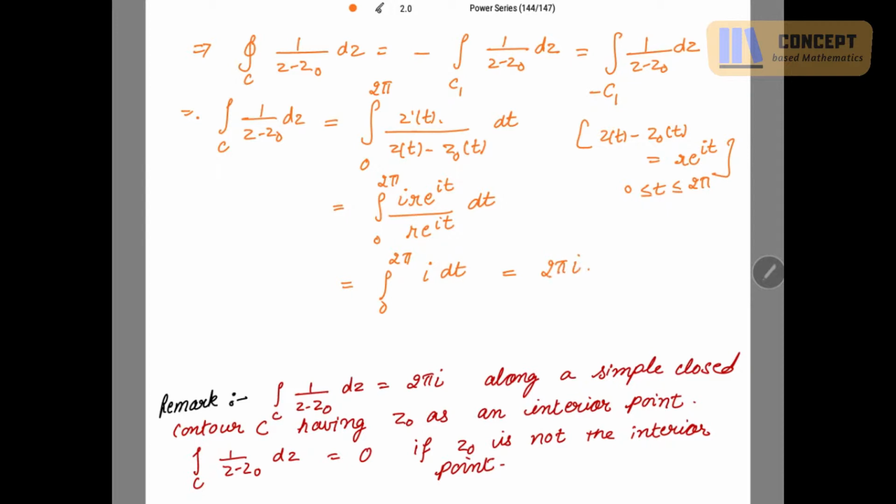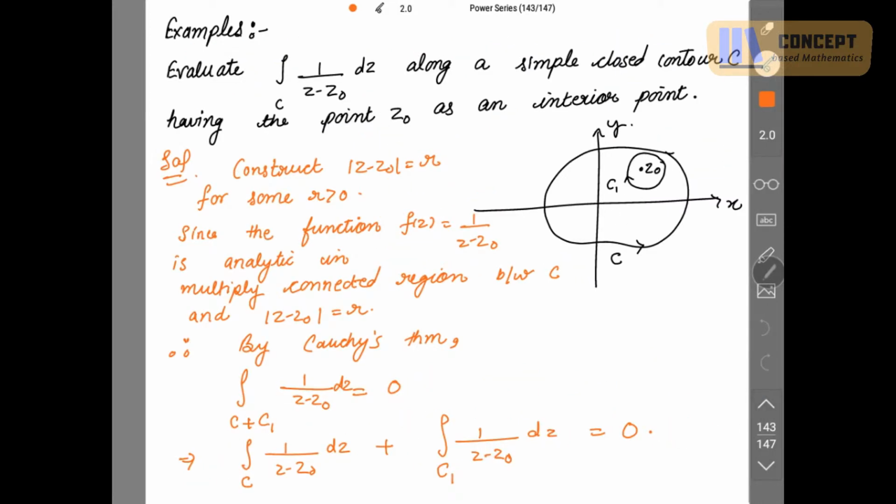Now whenever the point is inside the closed contour, the integral over the contour is 2 pi iota. Otherwise that integral is 0. If z naught is not an interior point, then this integral is 0. But if it is inside the circle, then the integral is 2 pi iota. But if z naught is somewhere here or here or here, or outside the given circle, then the integral is taken to be 0.